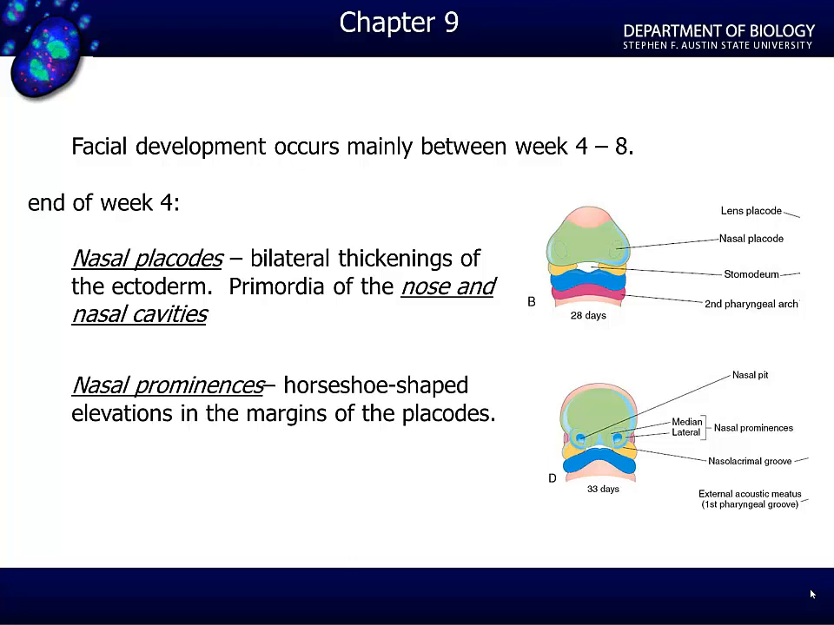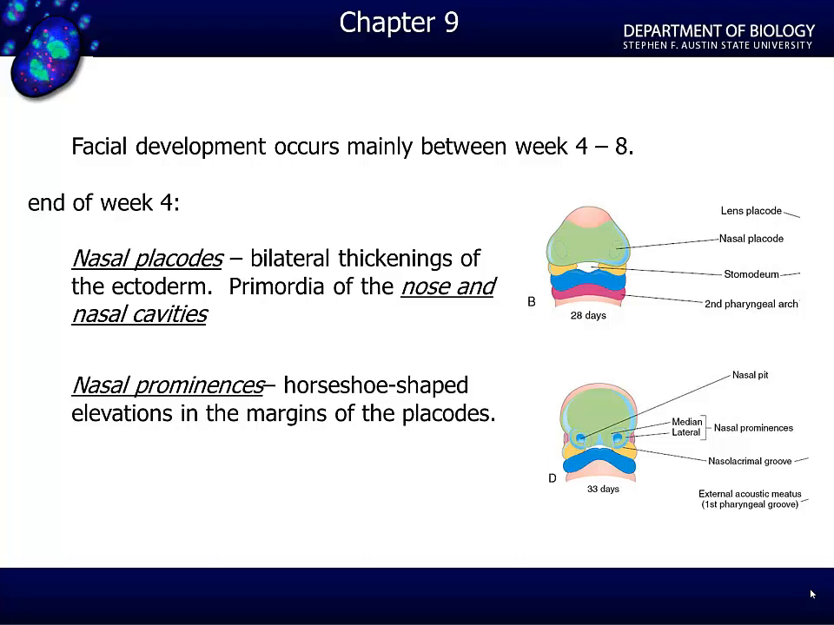And so from these nasal placodes, what's going to happen is the central portion of these nasal placodes is going to regress. It's going to form into a nasal pit. And it's not so much that it is undergoing apoptotic activity, it's just the lateral tissue of the placode is going to be dividing much more rapidly, and it's going to form nasal prominences. And these are going to be horseshoe-shaped in nature. You can see the legs of the horseshoe, if you will, are coming together at the point of the stomadeum.